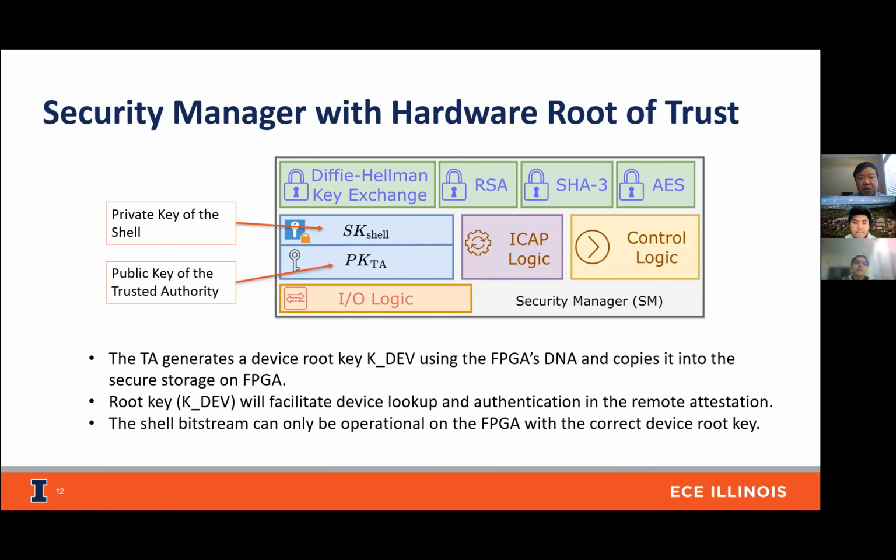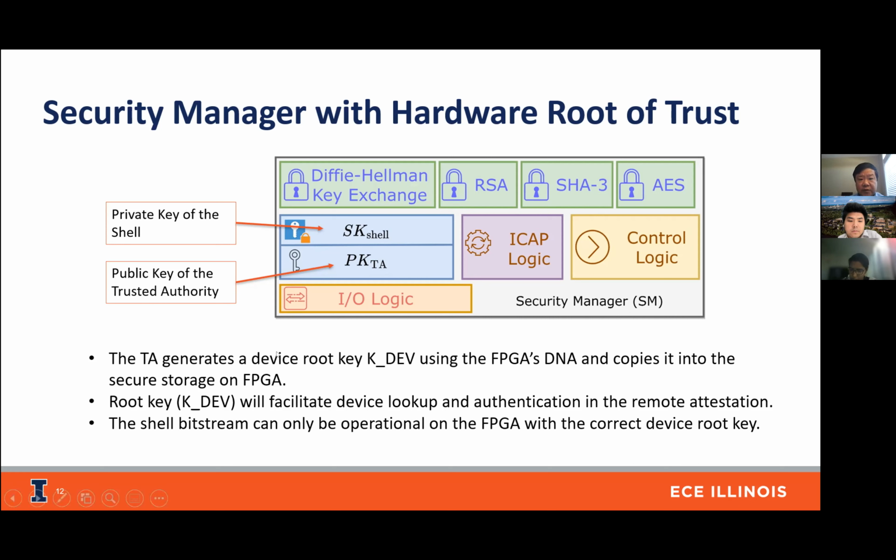All right, so sorry. More details on the security manager with hardware root of trust. Here we support the key exchange protocols, and there is a private key for the shell, so that the shell can be authenticated. We also put the public key of this trusted authority. So there's a trusted authority. That means the entire environment security needs to be rooted by the trusted authority, based on our threat model.